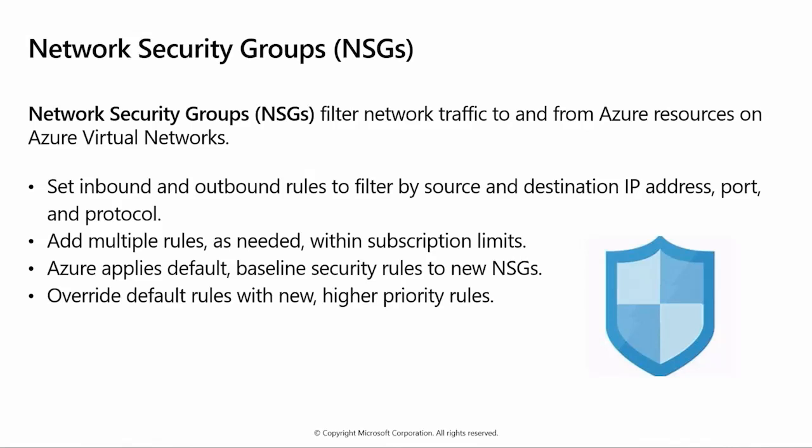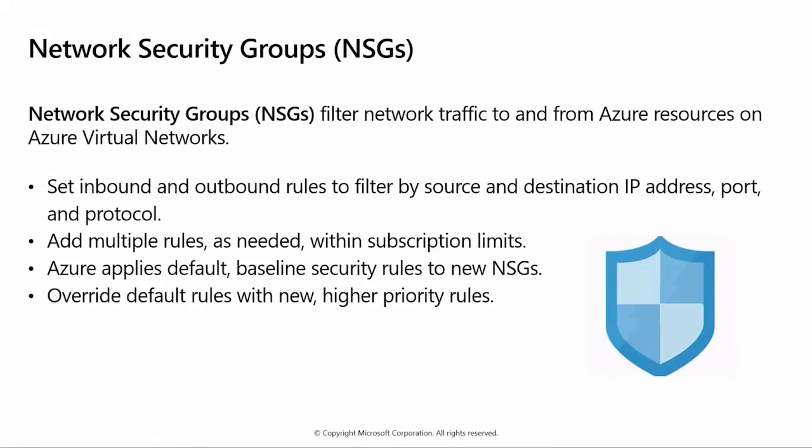So what you can do is choose to set inbound and outbound rules that are filtering on a number of different levels, whether it's the destination, the IP address, the port, and the protocol. Now you get to add multiple rules. There are a whole bunch already automatically configured in your Azure environment, but you get to add more as you need them. Now, you cannot delete rules, but you can override them. Rules with a higher priority will override rules with a lower priority.